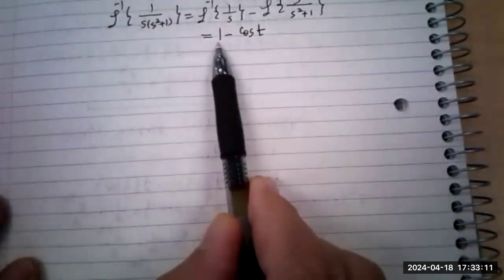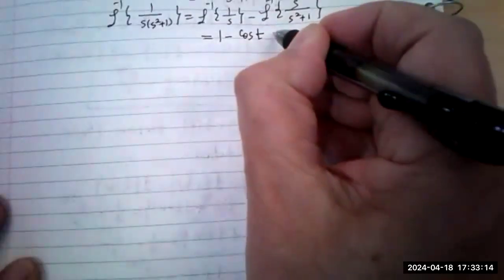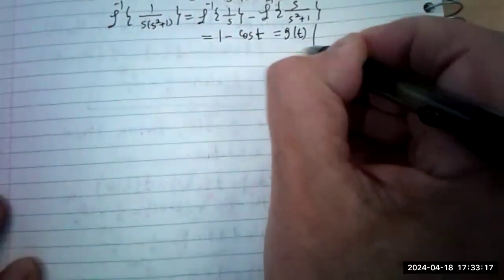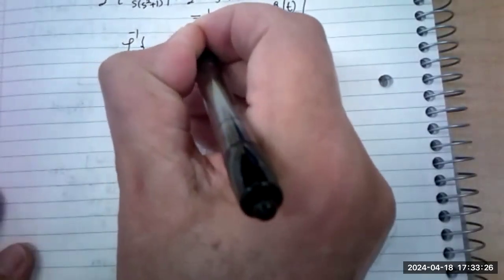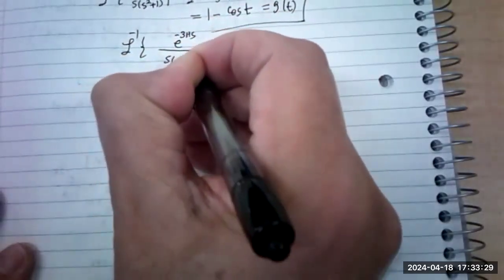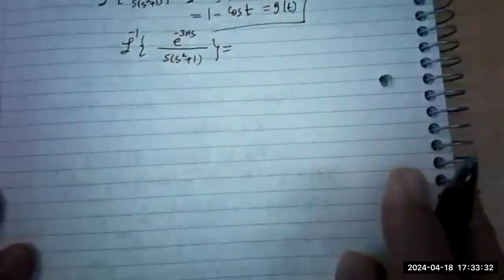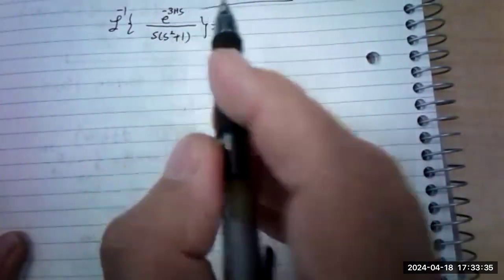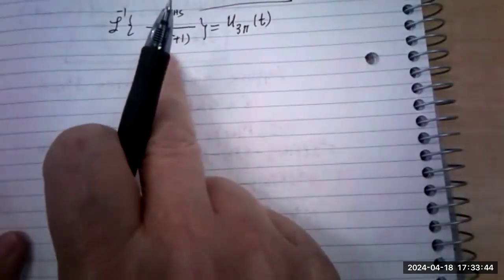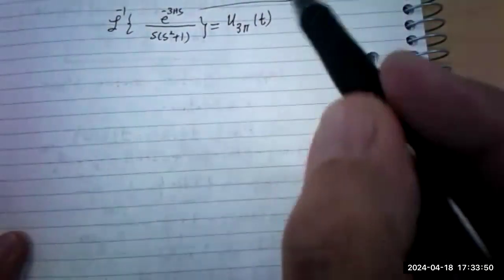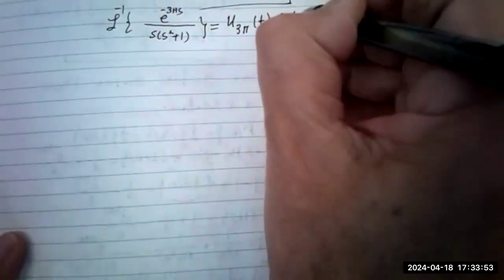So what I'm going to do is call this one G of t. If I call this one G of t, automatically I have the last one. You see the last one is what? e to the negative 3 pi s over s squared plus 1. Remember, because of the e to the negative 3 pi s, we have a unit step function, u 3 pi of t. u 3 pi of t is what? The Laplace inverse of this function, and you change the t into t minus 3 pi. So the Laplace inverse is g of t, so this is going to be g of t minus 3 pi.